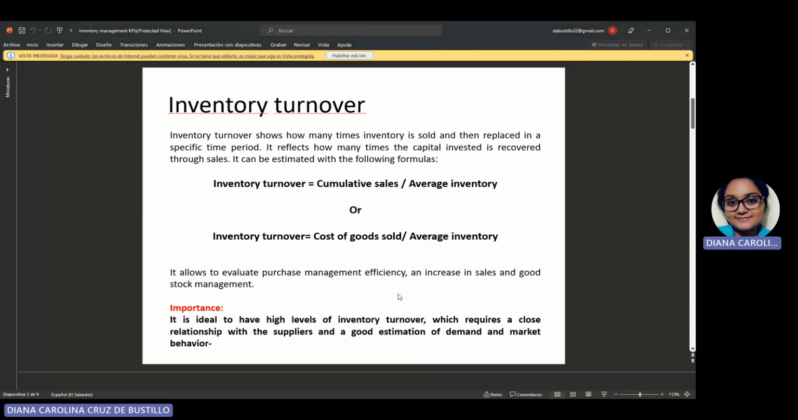So this is pretty much a number of times, right? So this would give you 2, 3, 0.1, 10, right? And it's how many times you are able to sell those items, okay? And recover your money back. That's the interpretation. It is important to have high levels of this ratio, and doing so requires a close relationship with your suppliers and a good estimation of demand and market behavior.